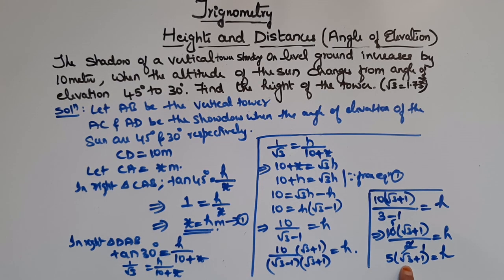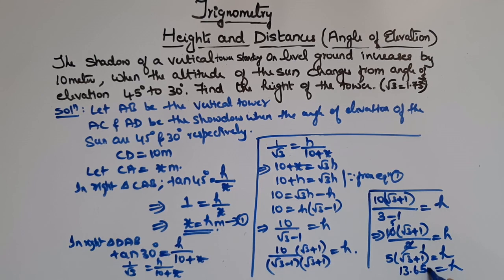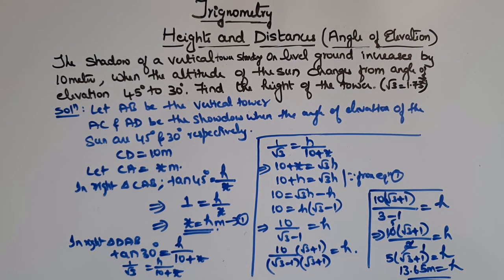So when you substitute root 3 is equal to 1.73, 1.73 plus 1 is 2.73. So 2.73 into 5 will give you 13.65 is equal to h, that is meters, right? So therefore the height of the tower is 13.65 meters.